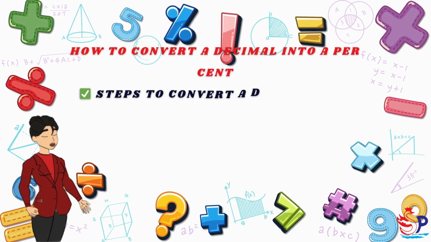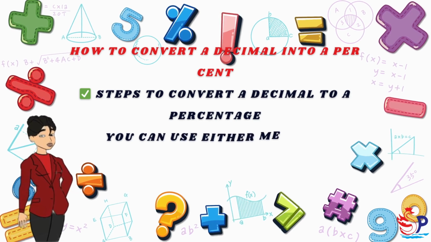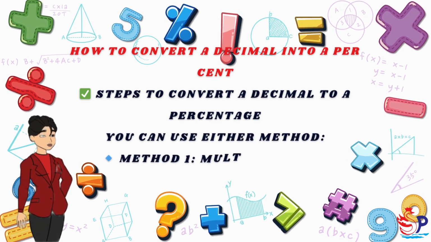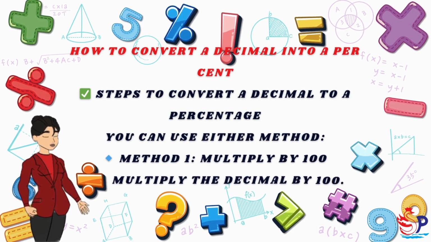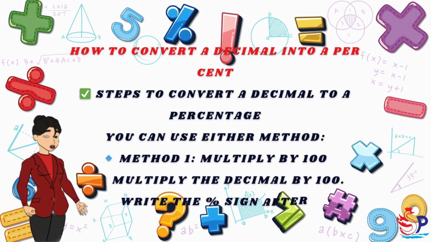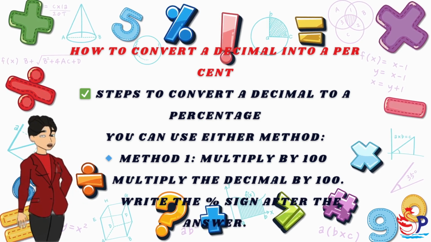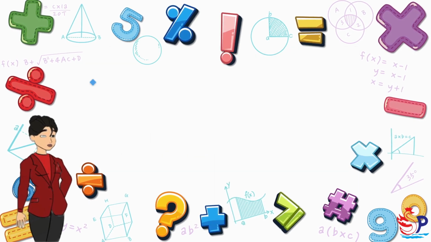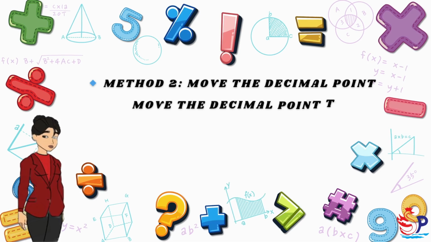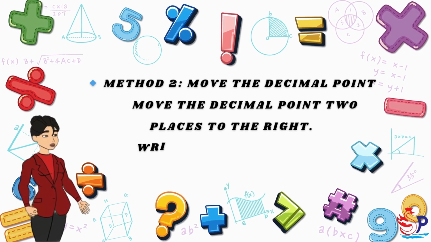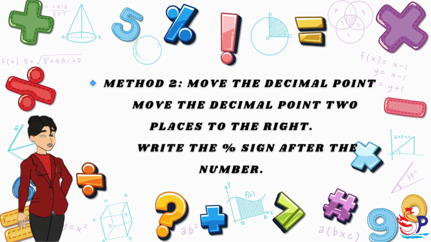How to convert a decimal into a percentage? Steps to convert a decimal to a percentage. You can use either method. Method 1: Multiply by 100. Multiply the decimal by 100. Write the percent sign after the answer. Method 2: Move the decimal point. Move the decimal point 2 places to the right. Write the percent sign after the number.